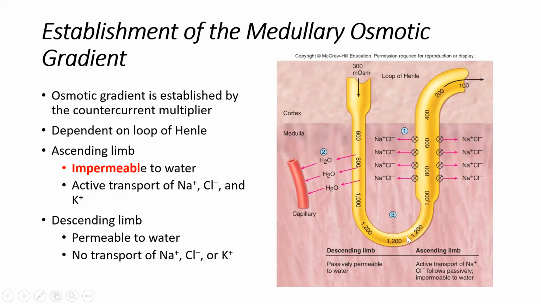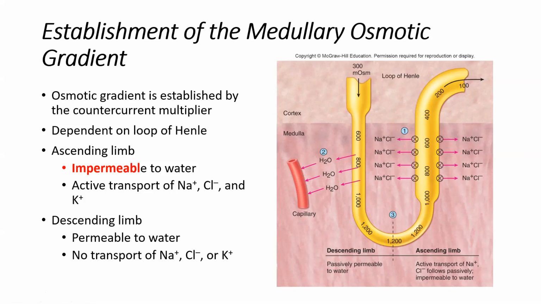Secondly to that, the descending limb now has a gradient, right? Because the interstitial fluid now has those solutes, so the solutes that were pumped across the ascending limb are now out in the interstitial fluid of the medulla. And so now water has a gradient to move. So down the descending limb, where we have only water permeability, water can now move until it becomes in equilibrium with the interstitial fluid, okay?